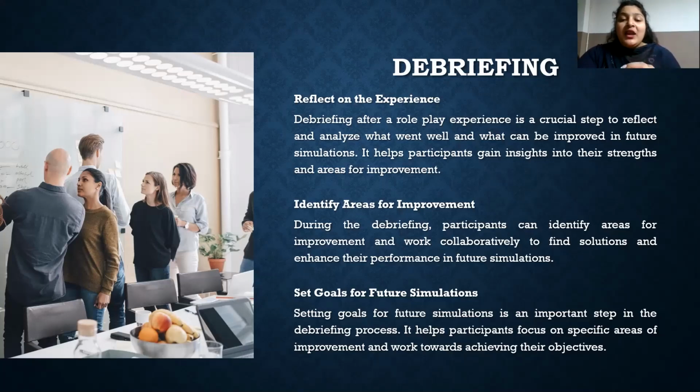So by identifying the areas of improvement, you can develop strategies for improvement, create action plans for growth, prioritize learning and development needs, enhance skills and knowledge, improve performance and outcomes, increase confidence and competence, and foster a culture of learning and improvement. So remember, identifying areas for improvement is not about dwelling on failures or shortcomings, but about leveraging opportunities for growth and development. What do you mean by set goals for future situations or simulations?